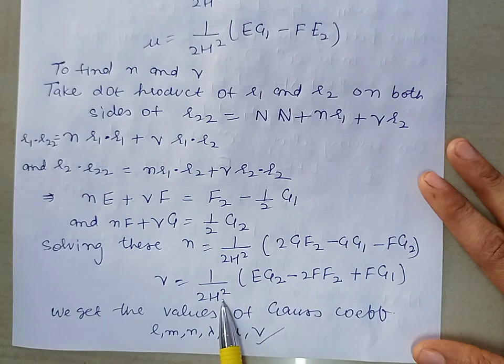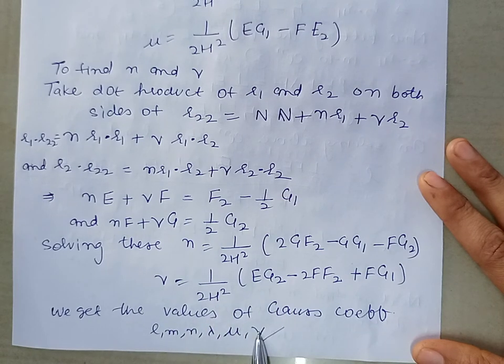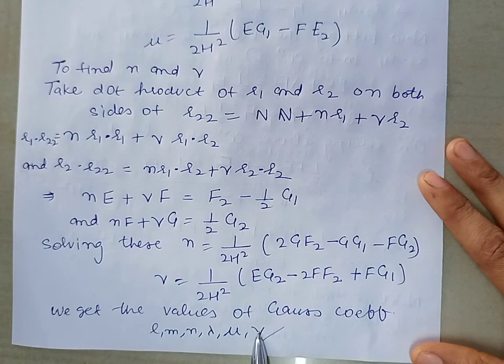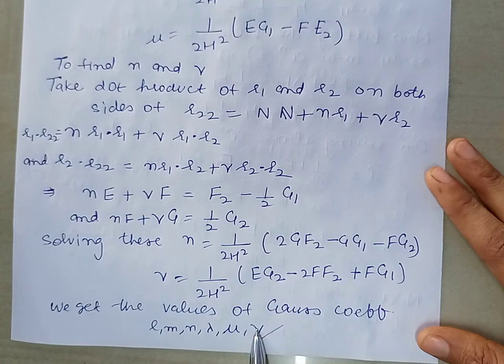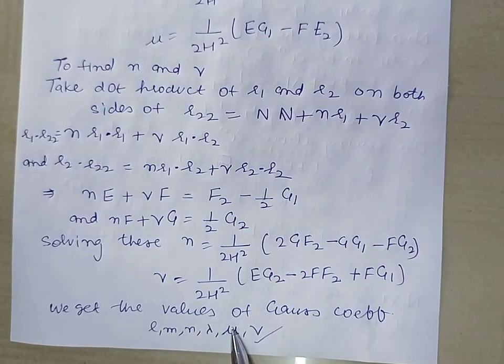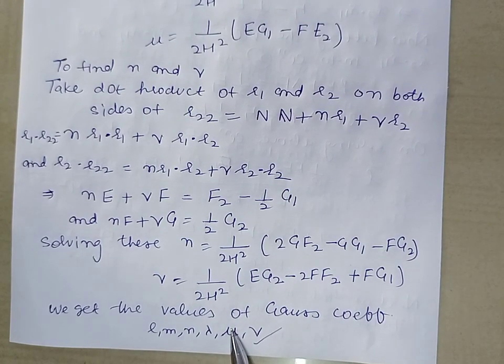So we have obtained the values of all the 6 coefficients L, M, N, lambda, mu, nu. These 6 coefficients are called Gauss coefficients or Christoffel symbols. So this completes the topic Gauss equations and Gauss coefficients.